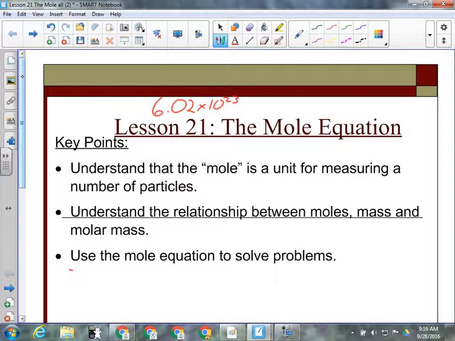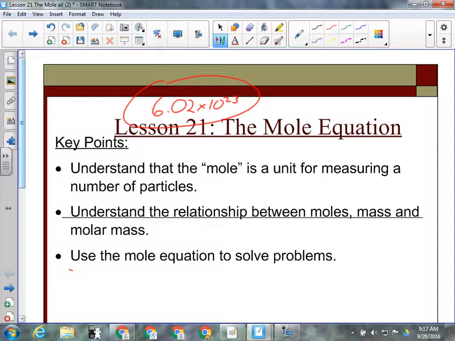So we have to understand that the mole is a unit for measuring the number of particles, and the mole works like a dozen. A dozen always represents the same number. What does a dozen always represent? 12. Well, a mole always represents this many. It doesn't matter whether I'm talking about oxygen, water, carbon dioxide, whatever. That's how many are in a mole. Same as a dozen. Doesn't matter if I'm talking about a dozen eggs, a dozen donuts, a dozen people. A dozen is always the same number, 12.